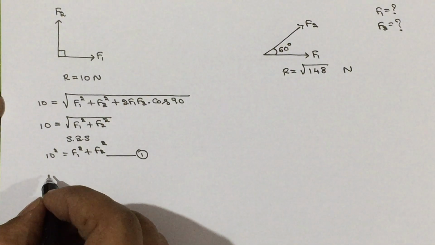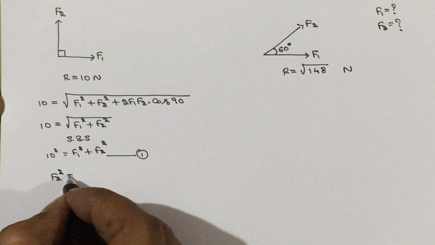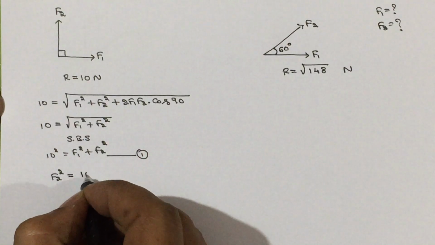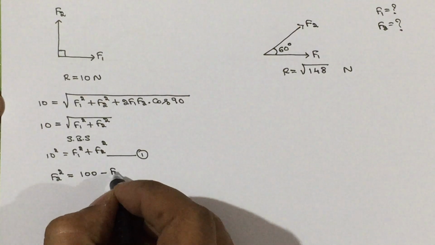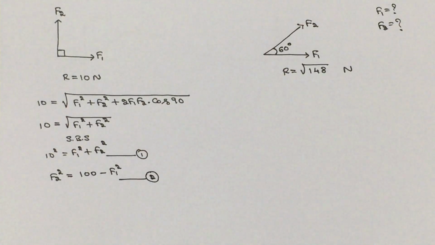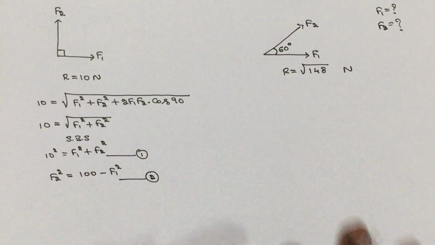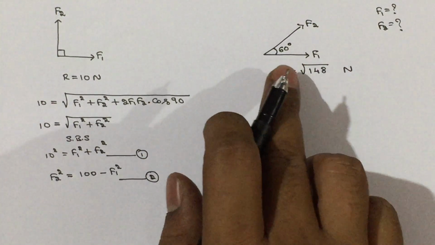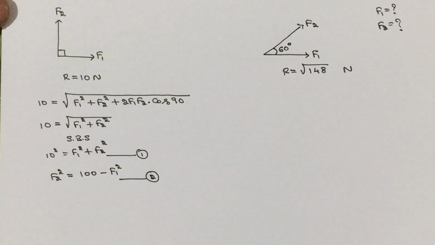Then we will write one unknown in terms of another unknown. Let us write F2 square equal to 10 square, which is nothing but 100, minus F1 square, since F1 square goes to the other side and becomes minus. So, let us take this one as equation 2. Then we will move on to the next case, that is when two forces are acting at an angle of 60 degree. Again we have the same formula, R is equal to square root of F1 square plus F2 square plus 2 F1 F2 into cos alpha.